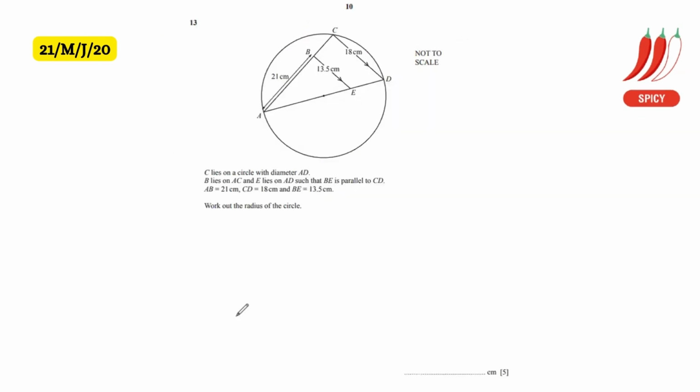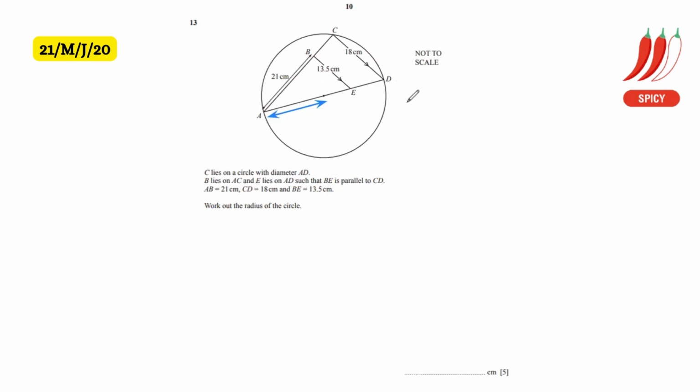C lies on a circle with the diameter AD. B lies on AC. E lies on AD such that BE is parallel to CD. AB equals 21 centimeters. CD equals 18 centimeters. And BE equals 13.5 centimeters. Work out the radius of the circle. So radius of the circle is basically your distance from the center to the circumference. This is what we need to find.